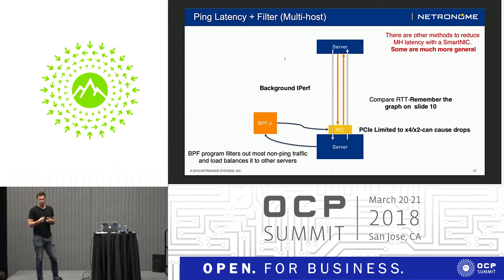So we built a very simple BPF program. All it does is filter out the non-ping traffic, load balance it, and send it back up to the switch, where I was just dropping it in the switch. So this wasn't actually just dropping the packets in the NIC. It was actually taking them, allocating other servers for them, encapsulating them and sending them back out on the network. So effectively dynamic load balancing. And in this case, this is what we saw.